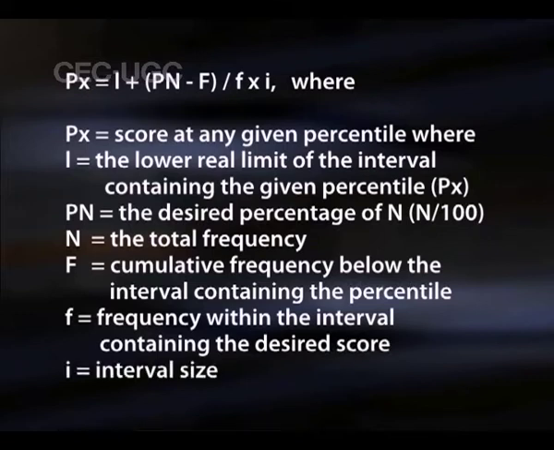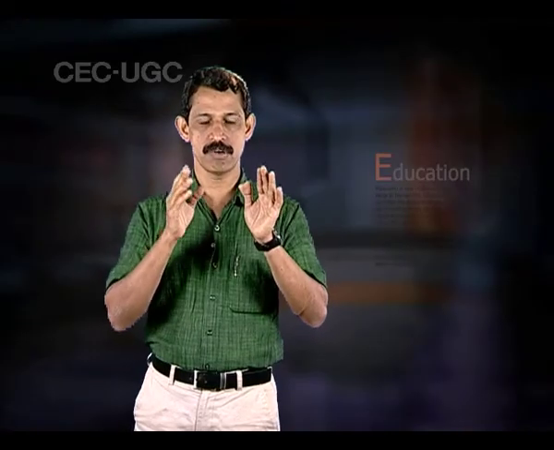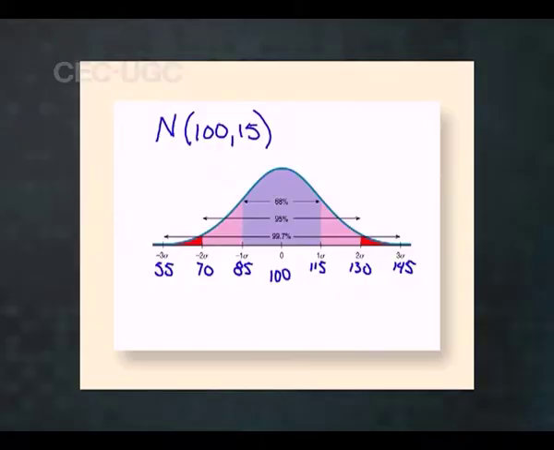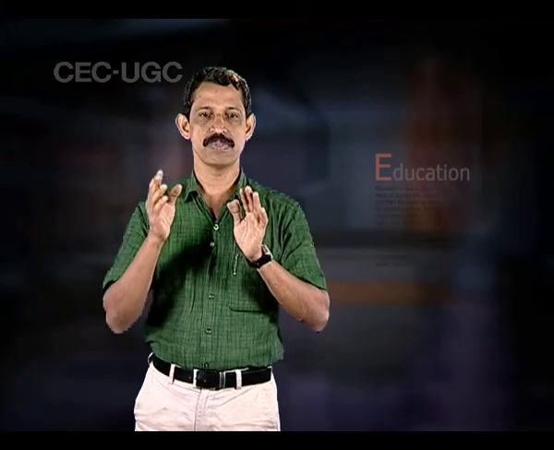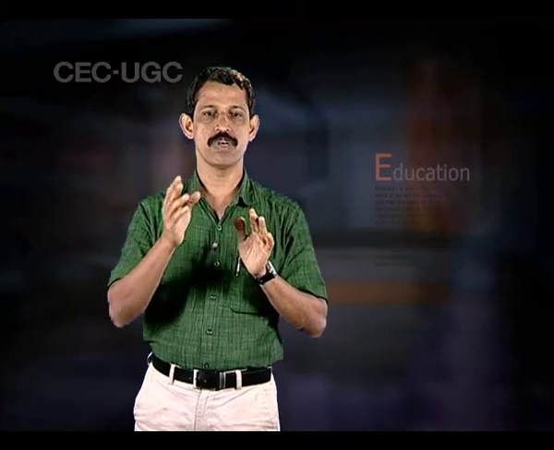I is interval size. The standard deviation or SD is the most useful index of variability. Shall we proceed to learn more about SD? It is a single number that represents the spread of a distribution. As with the mean, every score in the distribution is used to calculate it. The steps involved in calculating the standard deviation are straightforward.